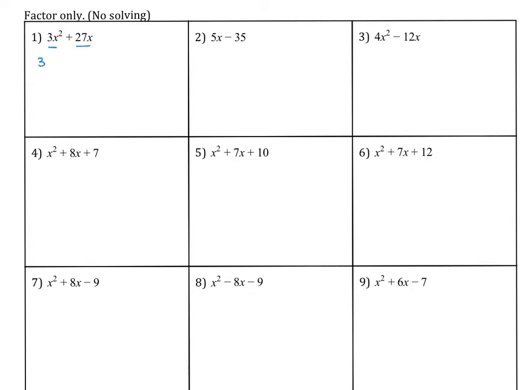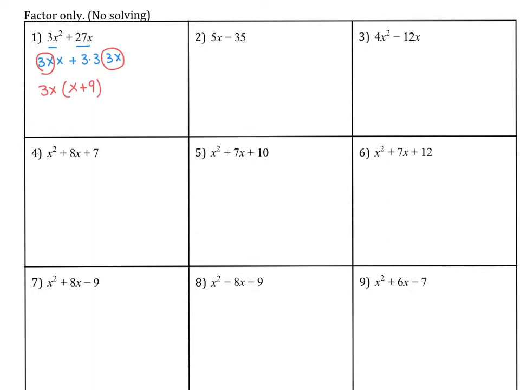You can either break them down into 3 times x and 3 times 3 times 3 times x and see what is common. So I can see that the GCF is 3x. So the 3x is common, you're left with x plus 9 inside. So the factors are 3x times x plus 9.